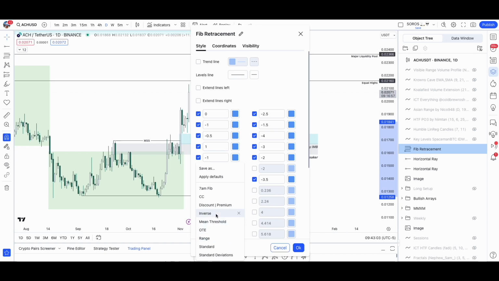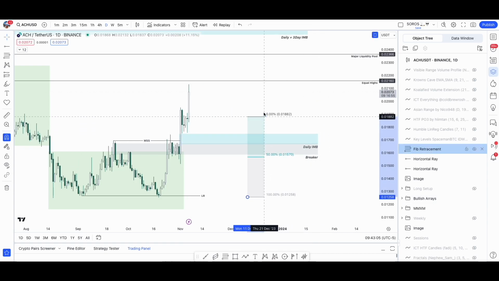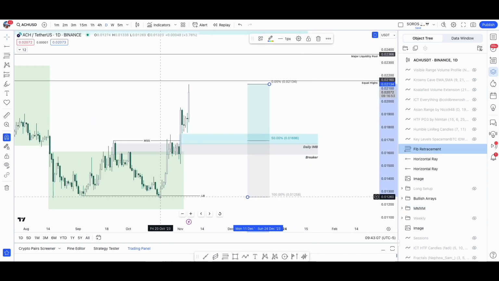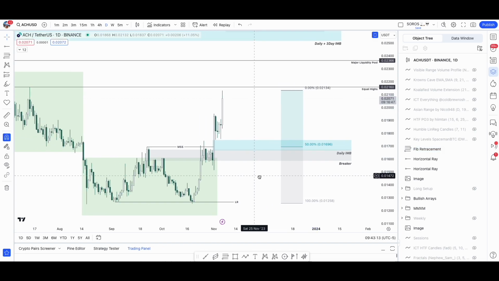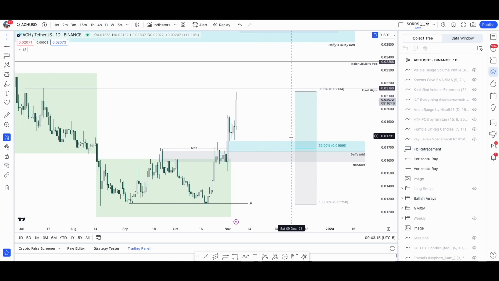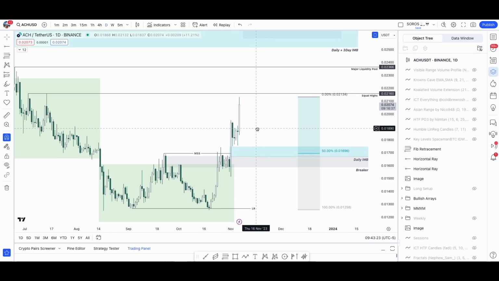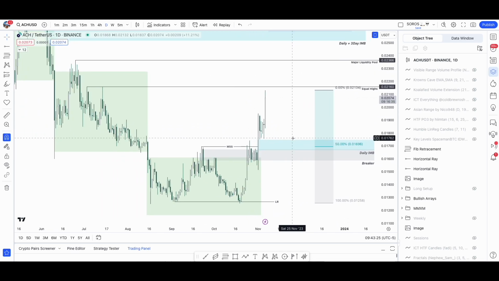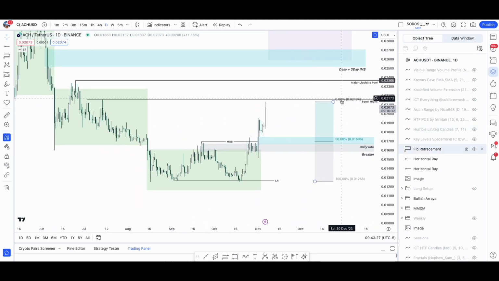So let me just switch this out. So from our dealing range, it is from this low to this high. Anything in discount will be below the 50. So basically rebalancing this daily imbalance and then pushing into that daily breaker just to see if that holds and test support before pushing off into another expansion box.